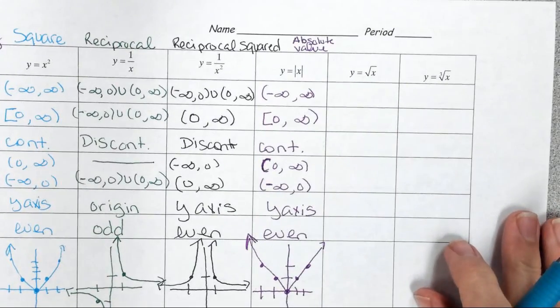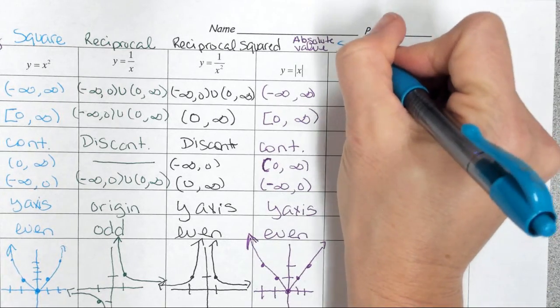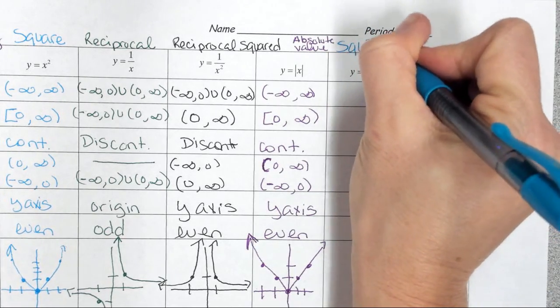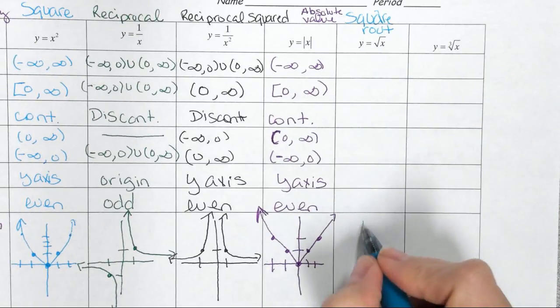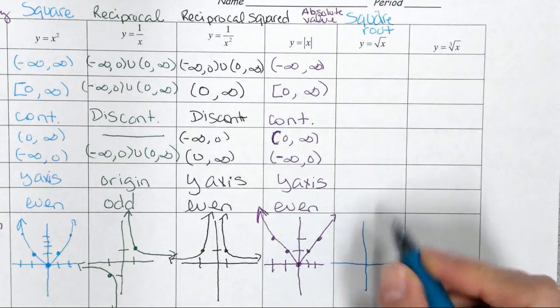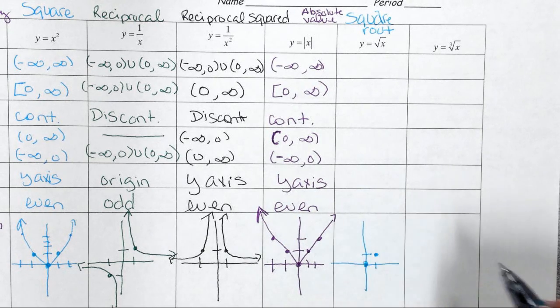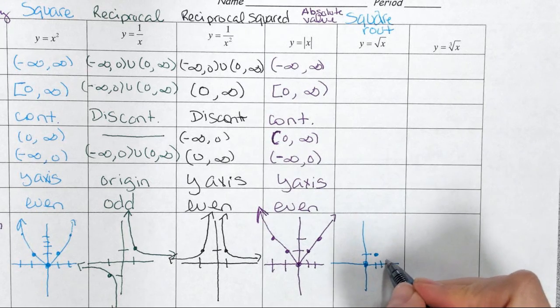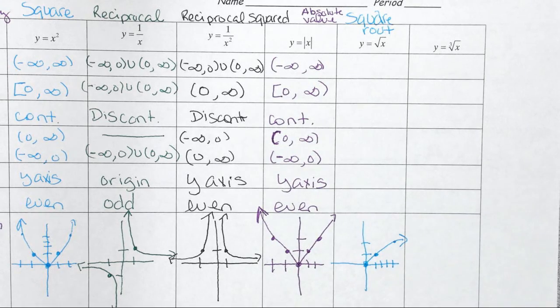Our next function is the square root function. Okay, and the square root function looks like this. The square root of 0 is 0. The square root of 1 is 1. Your next perfect square is 4, and the square root of 4 is 2. It curves like this. Okay?